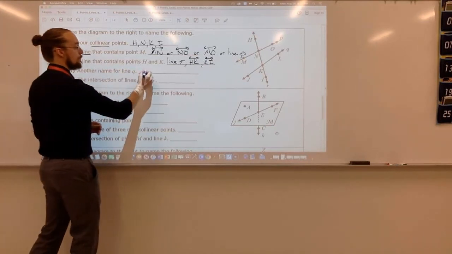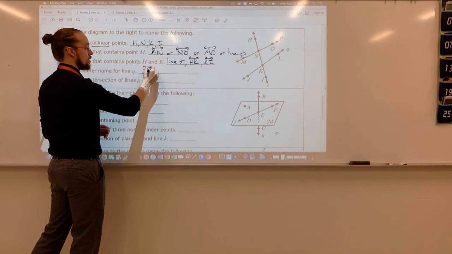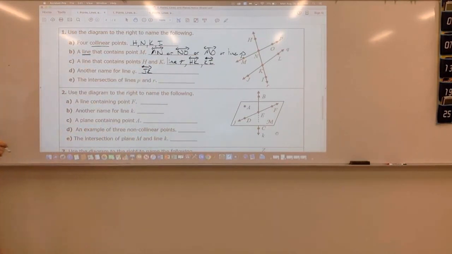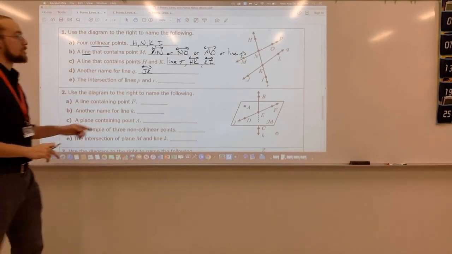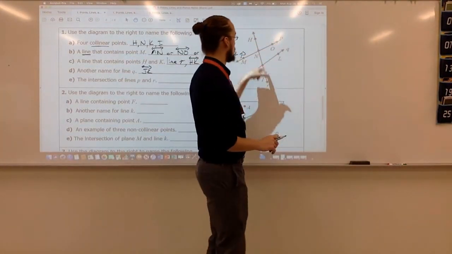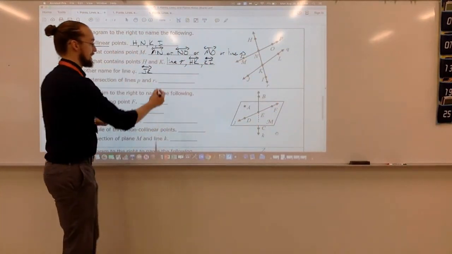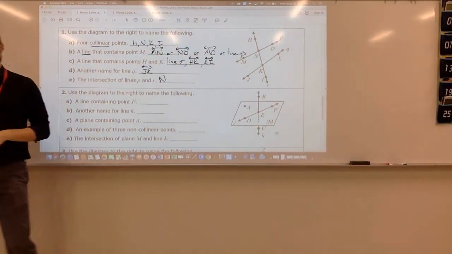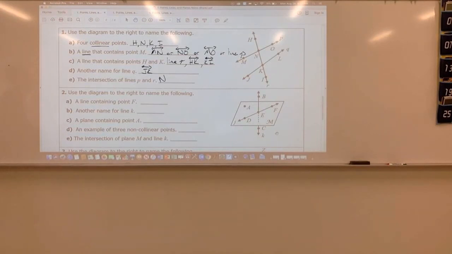JK. KL or JL, right? Lots of possibilities here. How about the intersection of lines P and R? Okay. Lines P and R intersect at point N. Questions?